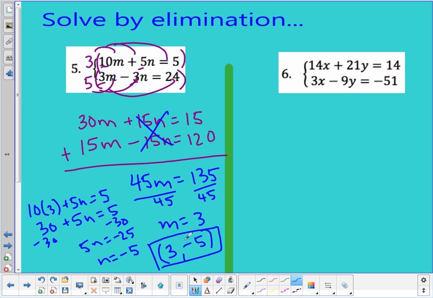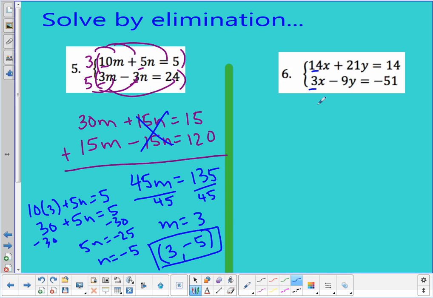All right, one more of this type and then a couple of word problems and we're set to go. Number 6, 14x plus 21y is equal to 14. 3x minus 9y is equal to negative 51. So x's, y's, equal signs, constants, I'm good. They're already in standard form, so that's helpful. Then I look at the coefficients.